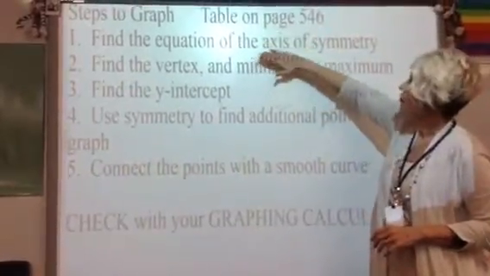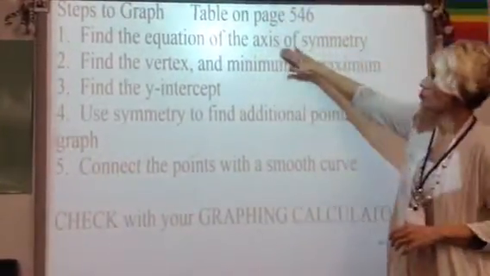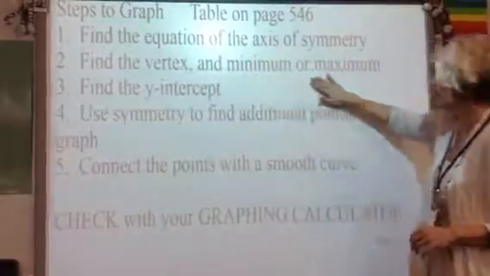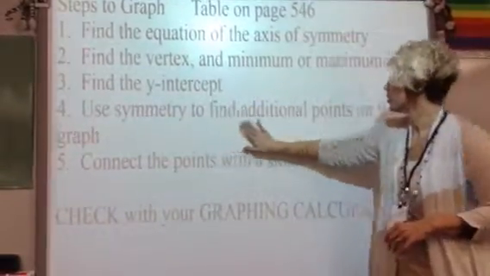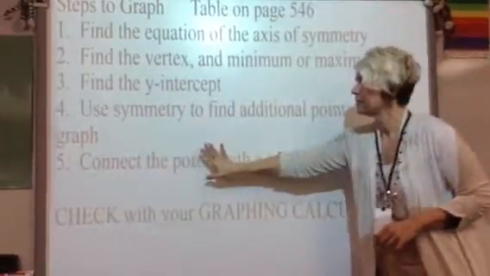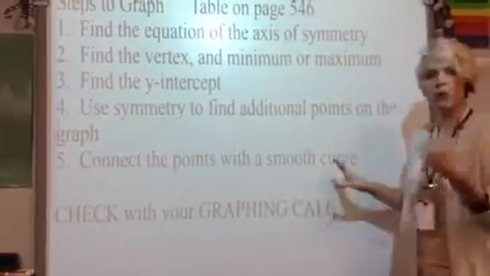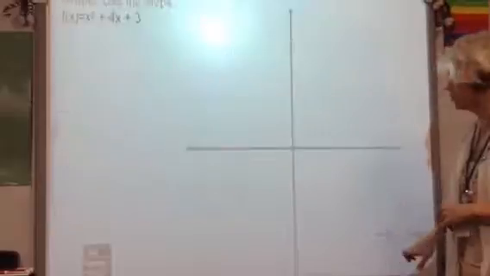So with graphing, you want to find the axis of symmetry. From there you can find the vertex and the minimum or maximum and find the y-intercept. You can use symmetry to graph and make sure you have a smooth curve, or you can check with your graphing calculator.